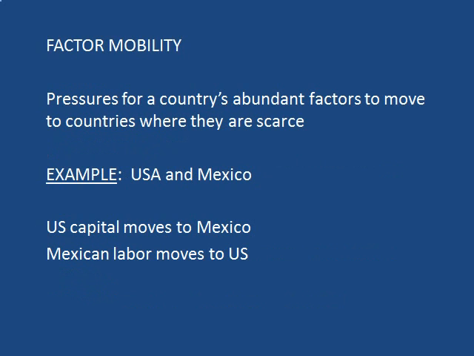With globalization, there is more factor mobility. There are pressures for a country's abundant factors to move to countries where they are scarce. For example, the USA and Mexico. U.S. capital, which is abundant, moves to Mexico. Mexican labor, which is abundant there, moves to the U.S.